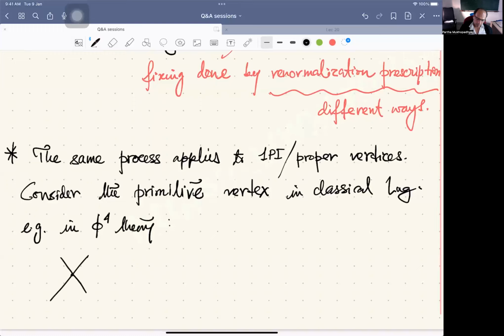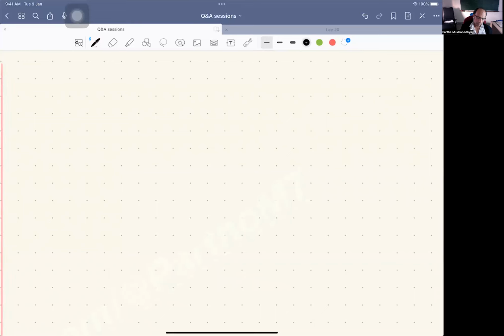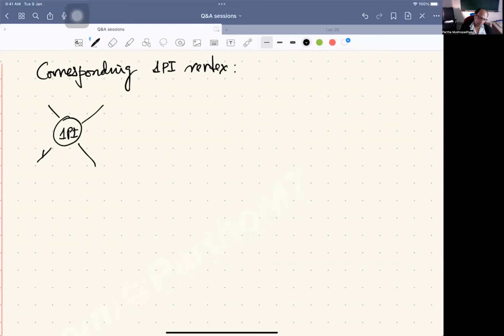It will be the 4 vertex, and its contribution will be given in terms of the coupling lambda. That's a coupling. But in a general theory, you just look at the primitive vertex in the classical Lagrangian, and the corresponding coupling is what we are considering here. Now corresponding to that, there is a 1PI vertex, which is a sum of all the amputated connected, one particle irreducible diagrams.